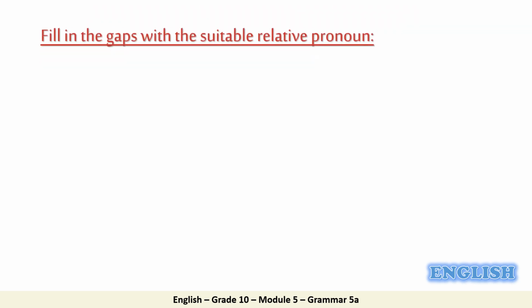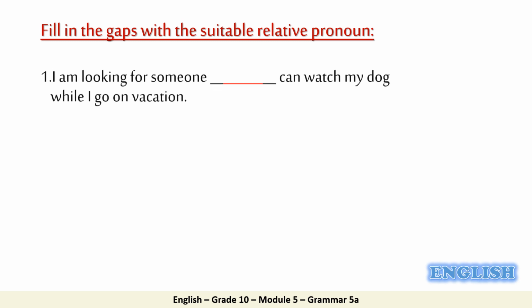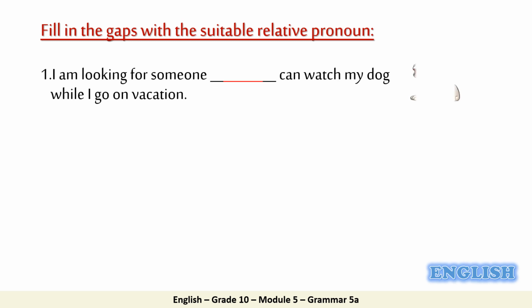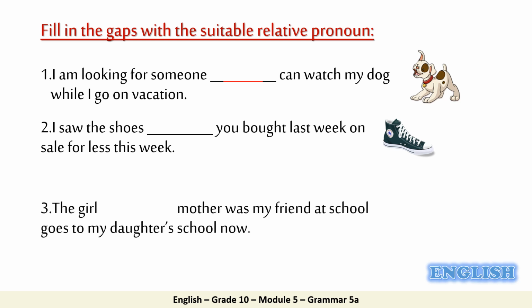Let's check your understanding. Fill in the gaps with a suitable relative pronoun. Number 1, I'm looking for someone ___ can watch my dog while I go on vacation. Number 2, I saw the shoes ___ you bought last week on sale for less this week. Number 3, the girl ___ mother was my friend at school goes to my daughter's school now. Pause and fill in the gaps.